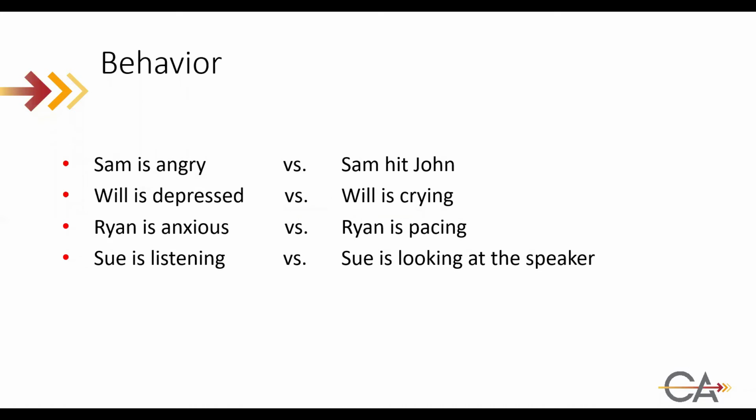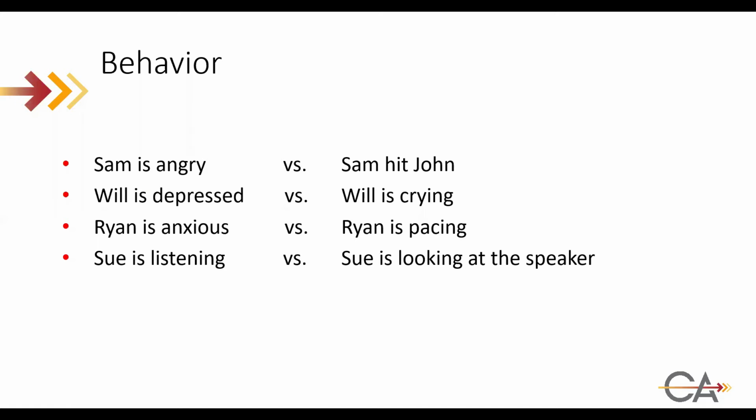And so when we're looking at behavior, we want to make sure we're looking at it where we can see it. So we want to avoid statements like Sam is angry. Well, how do we know Sam is angry? Sam hit John. Oh, okay. Will is depressed. Oh, how do we know Will is depressed? Well, he's crying. Maybe he's sleeping. Maybe he's off by himself. So we want to look at how we know that they're feeling these things. Ryan is anxious. Ryan's pacing. He's grinding his teeth. He's clenching his fist. So how do we know that there's that anxiety there?